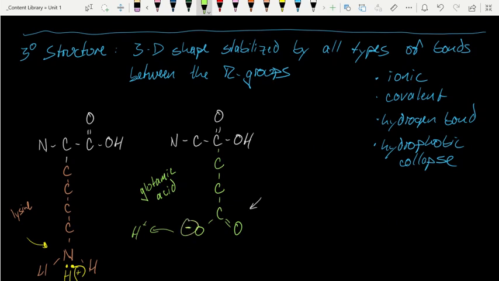So now I've got an amino acid with a positive charge and an amino acid with a negative charge. If these things are oriented close to each other, what do I get? I get an ionic bond, right? One of the bonds up here that's stabilizing this three-dimensional shape. And so this is just an example of how two different amino acids, two different side chains, can interact with each other to stabilize the overall three-dimensional shape of the protein.